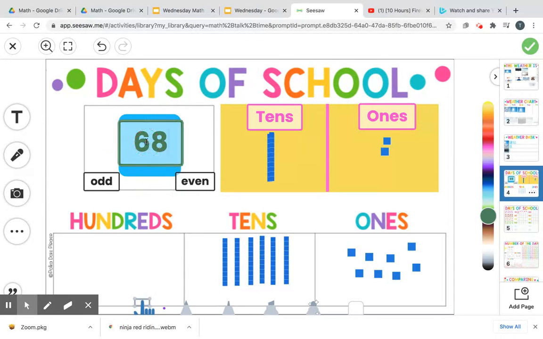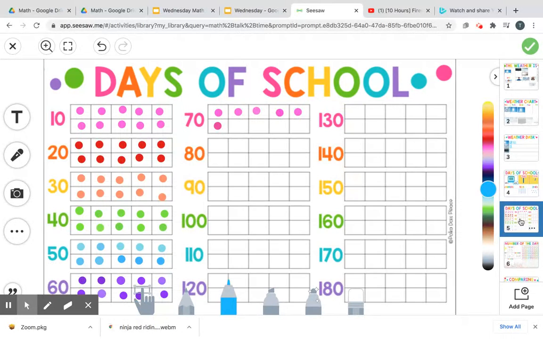So what do you guys think? Do you think 68 is odd or do you think it's even? What do you think? Okay, it is actually an even number because all of our even numbers end with 0, 2, 4, 6, or 8. So even number. I'm going to add a couple of dots here because I think I got behind.